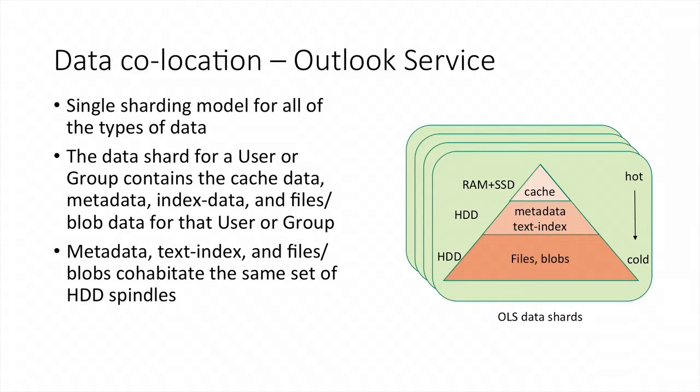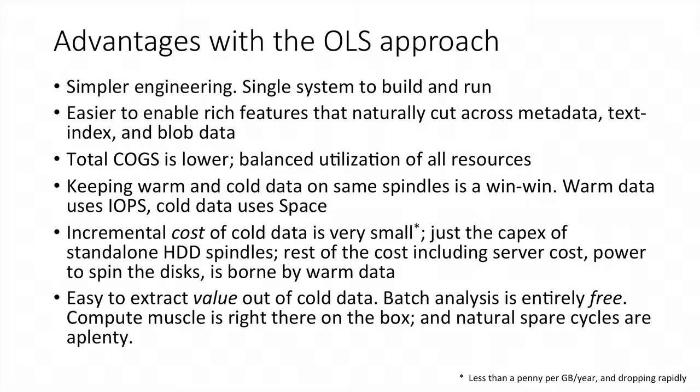So that's the model. And the key is the last point, which is that they all cohabitate the same set of hard drive spindles. And that's pretty key. So what's the advantage of this approach versus the conventional approach of splitting data differently? The first thing is, again, it's a simpler engineering system. We have one way to scale and one way to run the service, and it just runs. And we couldn't have, with our expertise in service scaling, reached this scale in 4 years had we gone some other route. So it's really simple to run it.